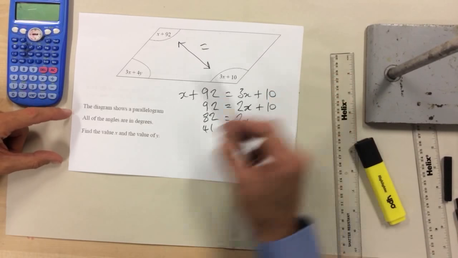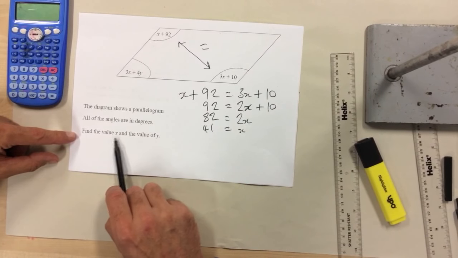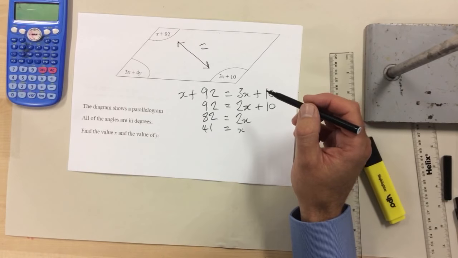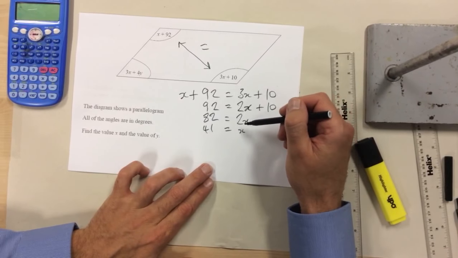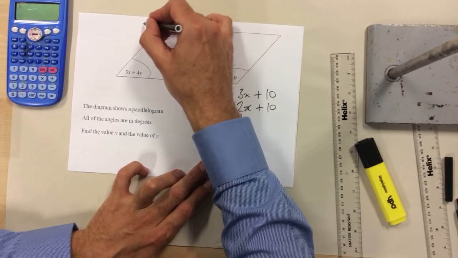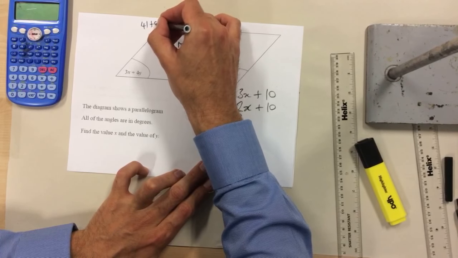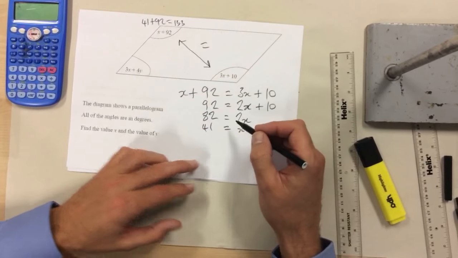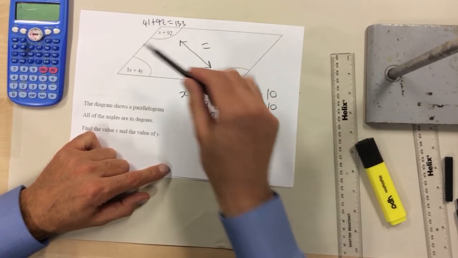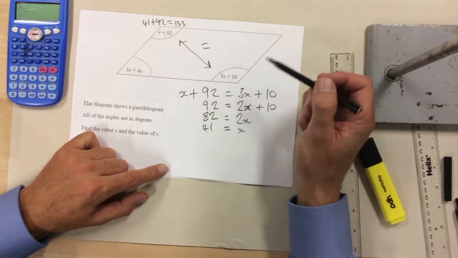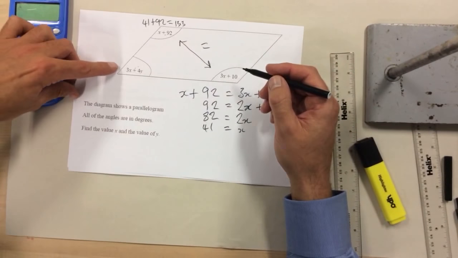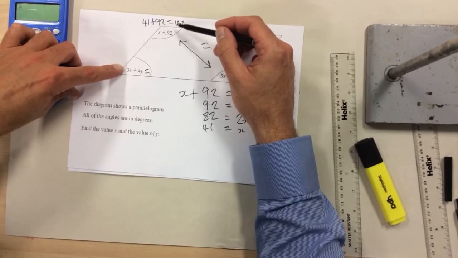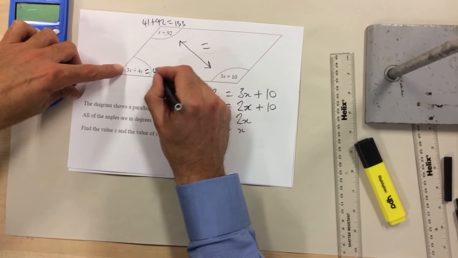At that point, I'm going back to my question: find the value of x and the value of y. Well, at the moment we know that x is 41, so we know that this angle up here is 41 plus 92, which gives me 133. And another angle rule that I know about parallelograms is that these two must add up to 180. So 3x plus 4y must equal 180 minus 133, which leaves me 47.